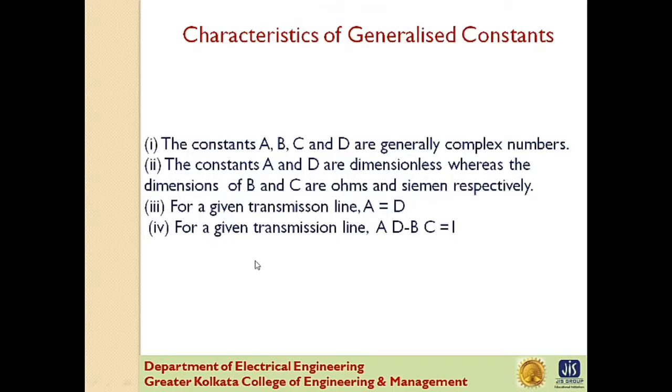Now, these are the characteristics of generalized constants. First, the constants A, B, C and D are generally complex numbers. The constants A and D are dimensionless, whereas the dimensions of B and C are ohms and Siemens respectively. For a given transmission line, A should be equal to D, and AD minus BC should be equal to 1.